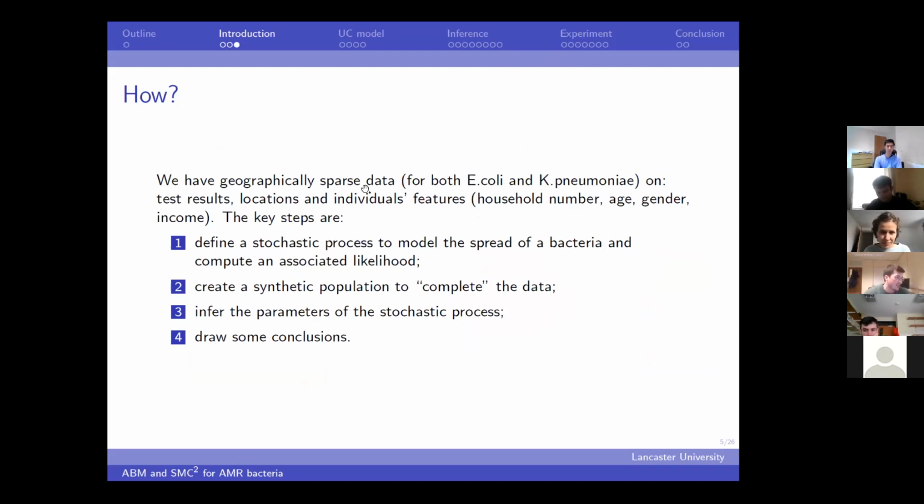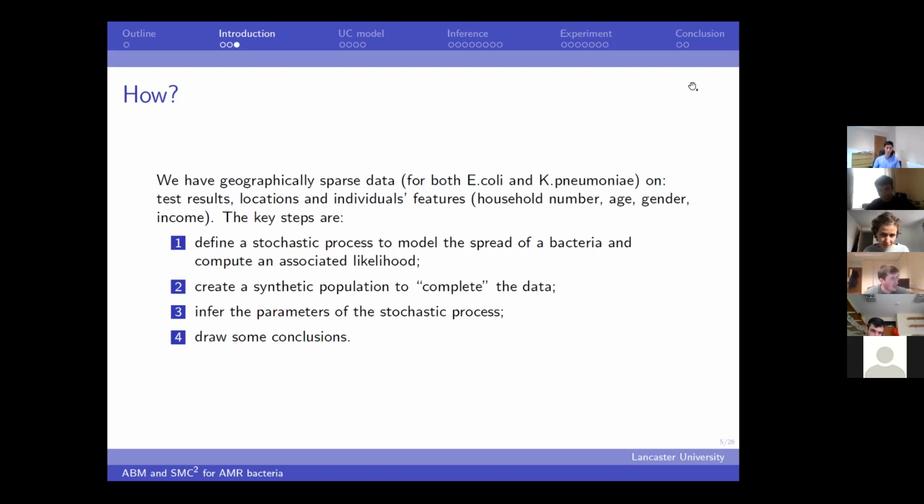So essentially, as I said, we have these data on E. coli and Klebsiella pneumoniae, and these data are both sparse in space and in time. They consist of some test results on the bacteria, some locations of the individuals, and some individual features, which consist of a household number telling us if an individual is in a certain household or not, age, gender, and income.